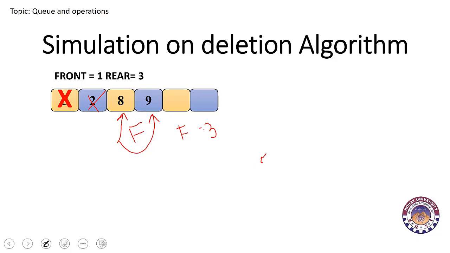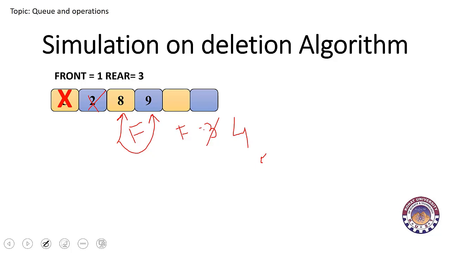Last, if you want to delete again we have to check the underflow condition. Underflow does not exist here again, so we have to assign the 9 value to a temporary variable val again, and we have to increment the front value to 4. Here we can see that we have deleted all the values by incrementing the front value.